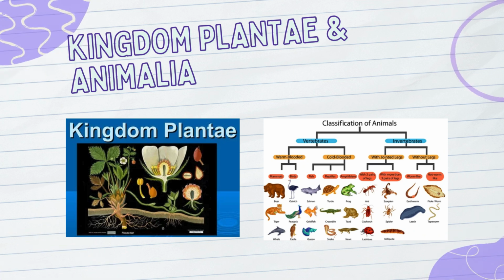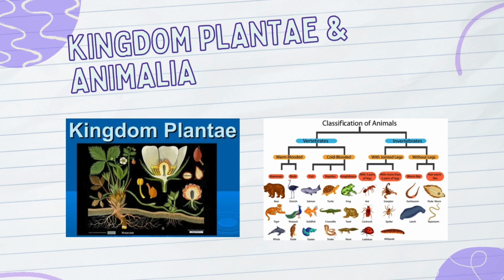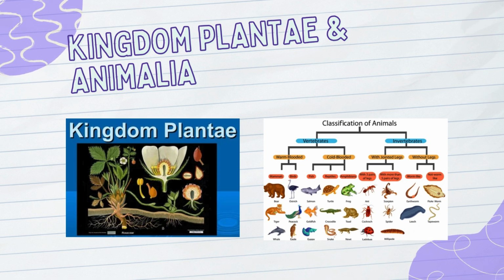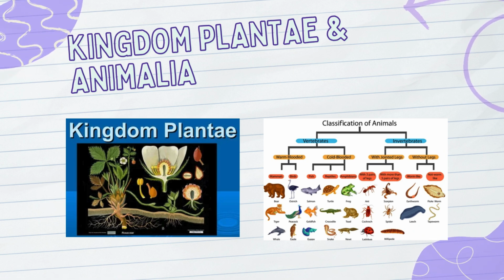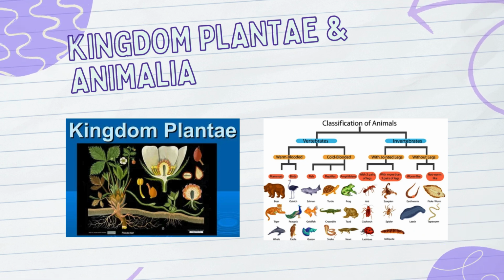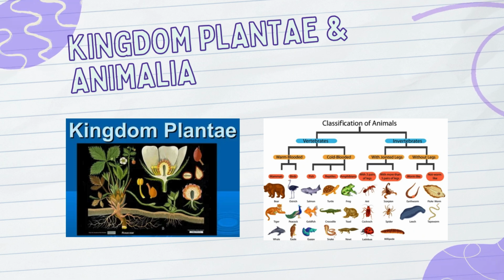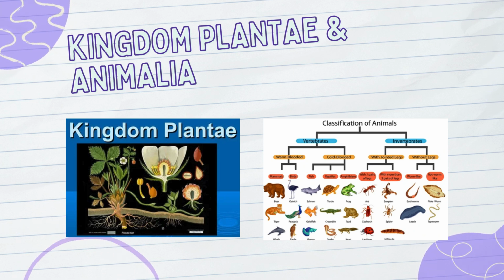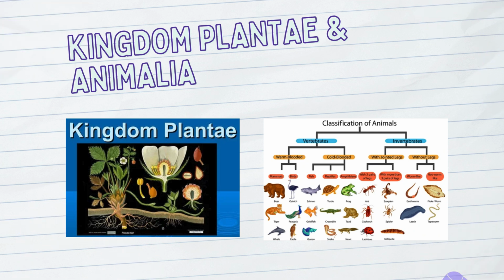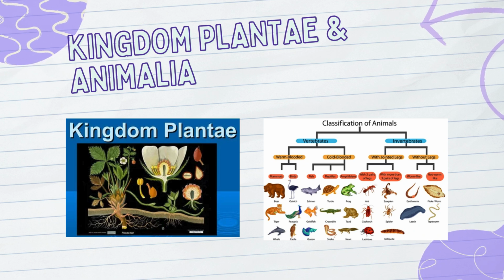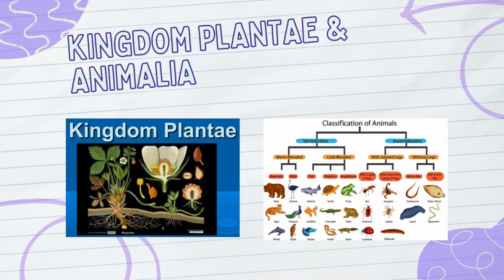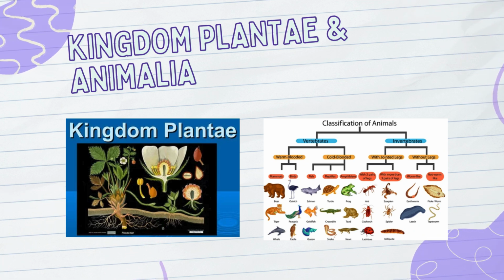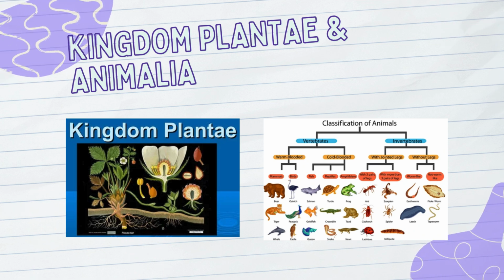And then for the kingdom Animalia, they are also eukaryotes, meaning they have a nucleus, and they are multicellular. Animals don't have a cell wall. Animals are heterotrophic because they feed on other animals, and they're usually able to move around. Examples of organisms under the kingdom Animalia are humans, insects, birds, and fish.